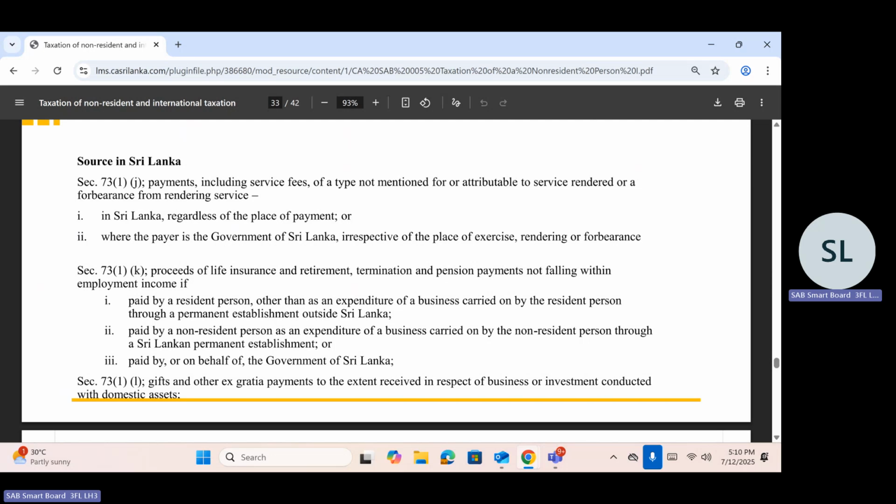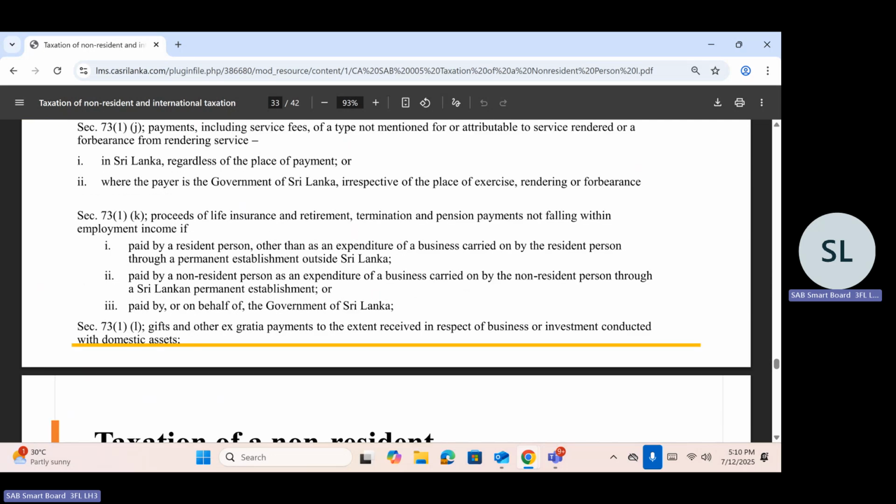Gifts and other expenditure payments, to the extent received in respect of a business or investment conducted with domestic assets. Right? A foreigner comes to Sri Lanka and deposits money in a bank account. He won a prize, a gift. Gift received, so it is from a business or investment conducted with domestic assets. It shall be considered as a source in Sri Lanka.